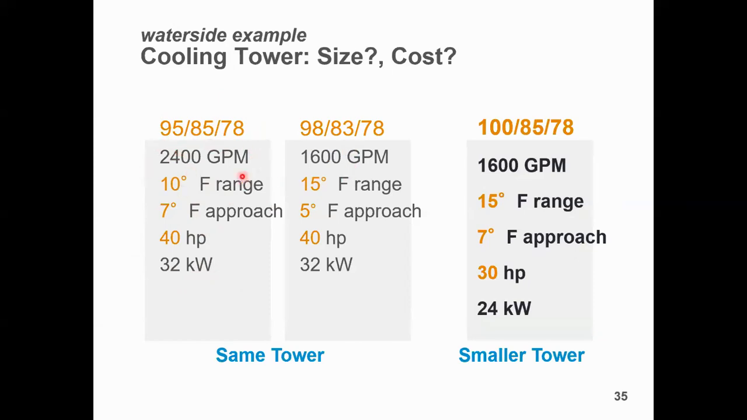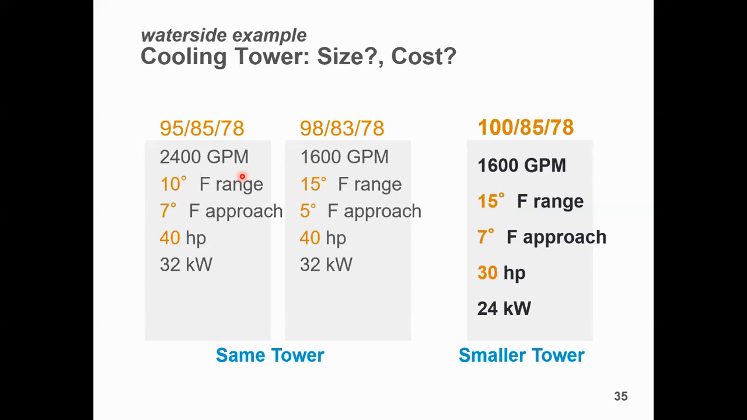Here actually, sorry, I just forgot to mention, we have taken an 800 TR machine, and we are discussing the typical conventional design of 3 GPM per TR and seeing the impact on the cooling tower. So it's an 800 TR machine, so 3 GPM per ton practically gets into 2400 GPM. 10 degree Fahrenheit is the range, that is the delta T, and 7 degree Fahrenheit is the approach. So with this, the cooling tower power consumption is around 32 kilowatt.